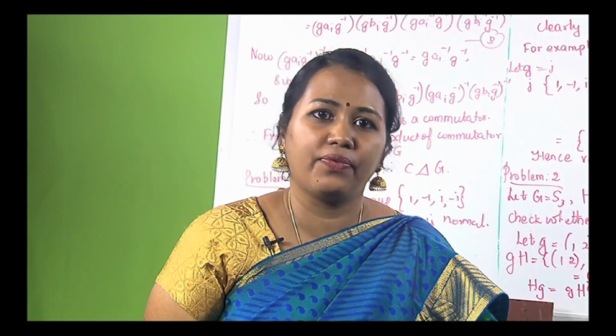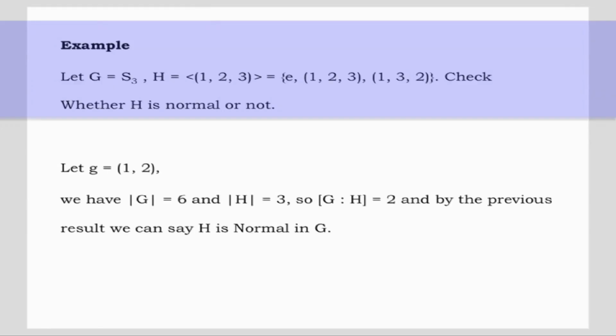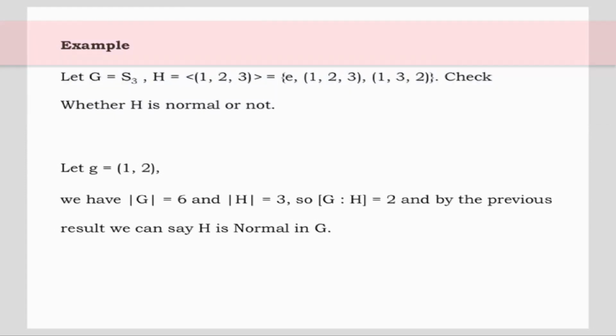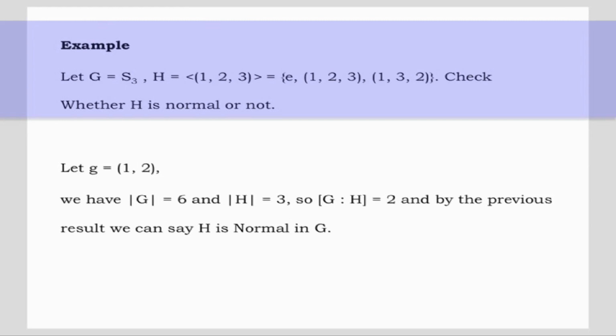Let us see the same example but in a different way. Example: let G be equal to S3, and H is equal to the subgroup generated by (1 2 3), that is equal to {e, (1 2 3), (1 3 2)}. Check whether H is normal or not. We have order of G is equal to 6 and order of H is equal to 3. So, G:H is equal to 2, and by the previous result we can say that H is normal in G.